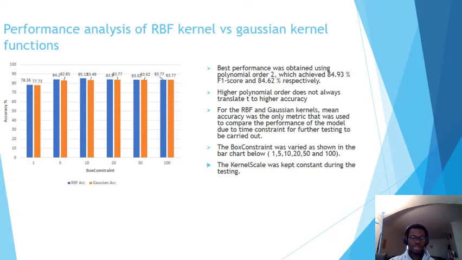In the next experiment, I only managed to compare the mean accuracy, not the F1 score and other metrics. In this, I was comparing the performance analysis of the RBF kernel versus the Gaussian function. And the RBF kernel was the better performing of the two with an accuracy of 85.13%. In carrying out this experiment, the box constraint was varied as shown in the chart, which is 1, 5, 10, 20, 50, and 100. And also the kernel scale was kept constant.